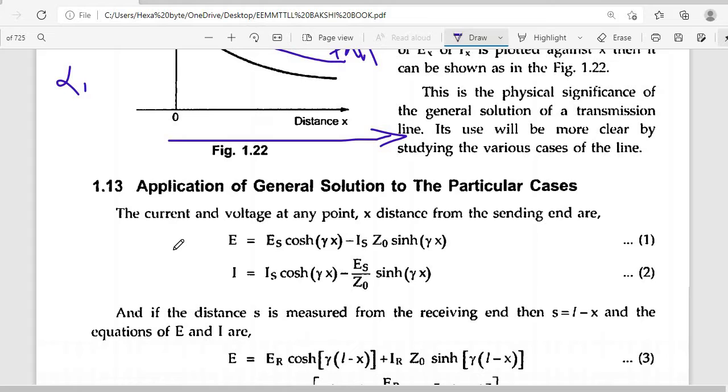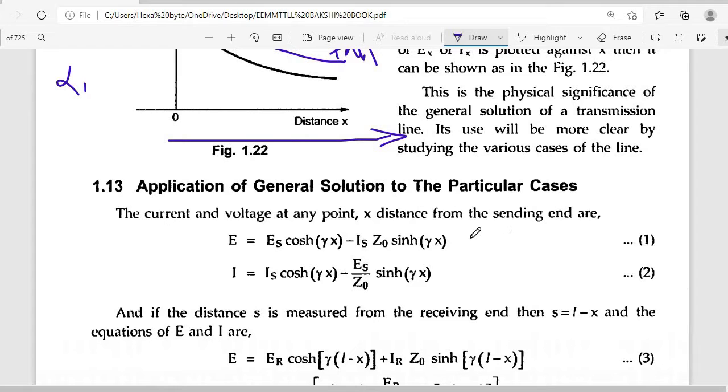So like that. Application of general solution to the particular cases. Here we are taking particular cases. That is application of general solution to the particular cases. The current and voltage at any point x distance from the sending end. So see, from sending end x distance.